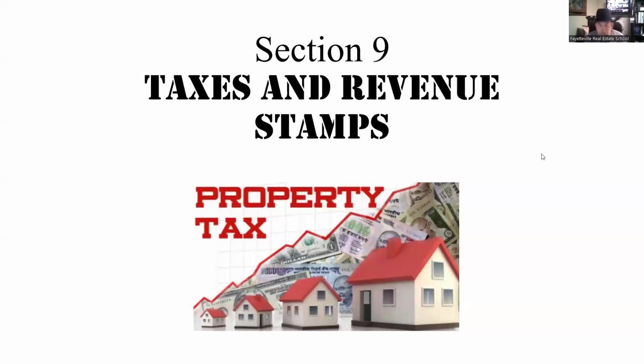And today we are doing section 9 of the original math book, taxes and revenue stamps, property taxes. All right, property taxes. Now, I believe it was in section, let's see what section this was. Section 3 is qualifying the buyer, section 4, market analysis, and then section 5. In section 5, we did real estate property taxes.